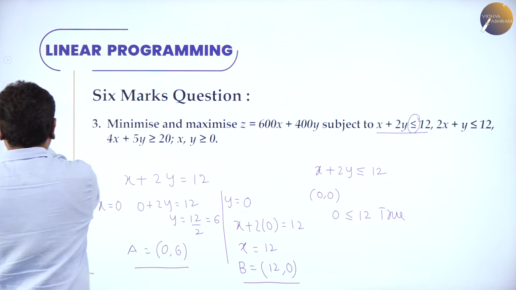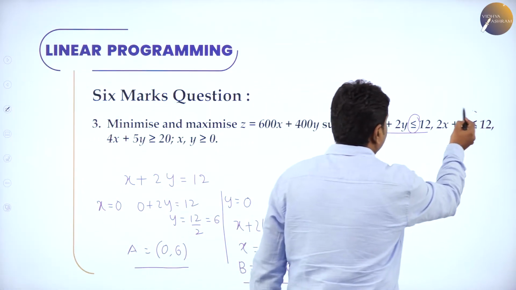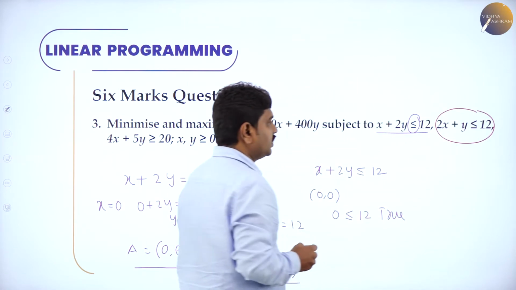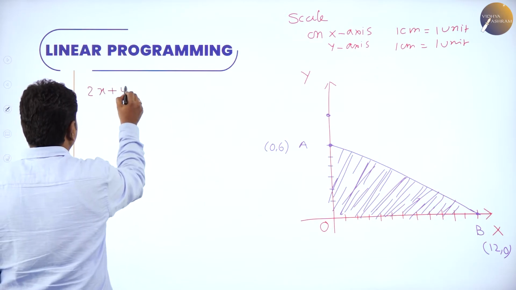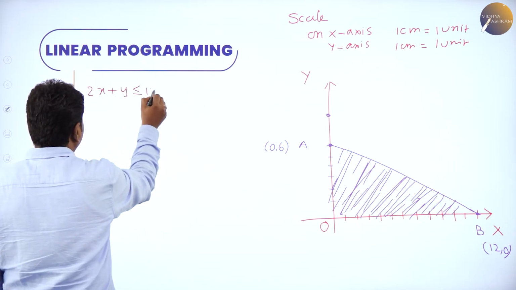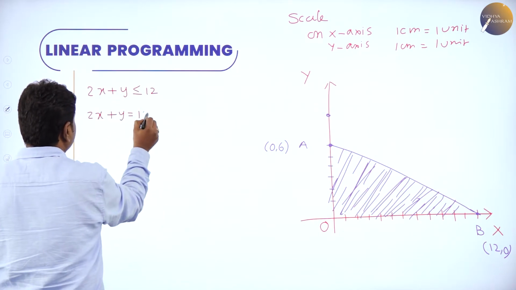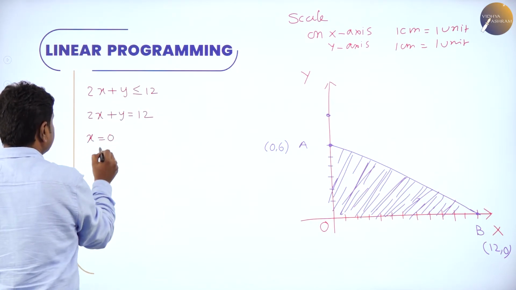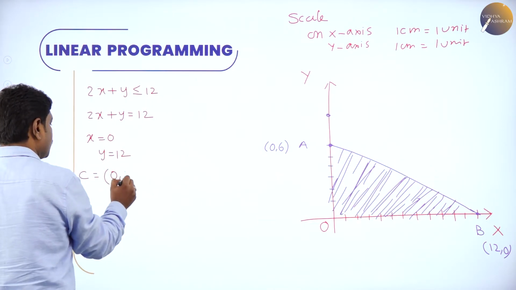So we have used blue, sorry. So we'll use this color. So second line, I'll take 2x plus y less than or equal to 12. So equate 2x plus y is equal to 12. Take x as 0. When you take x as 0, y will become 12. So point C is (x, y) = (0, 12).